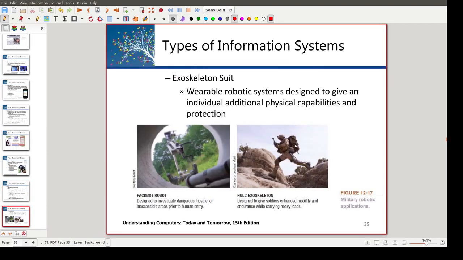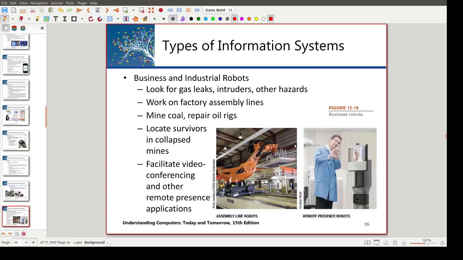Also, the exoskeleton suit. It is a wearable robotic system designed to give an individual additional abilities and protection. It also has some of this artificial intelligence and robotic functions in it. It is not just for military applications.